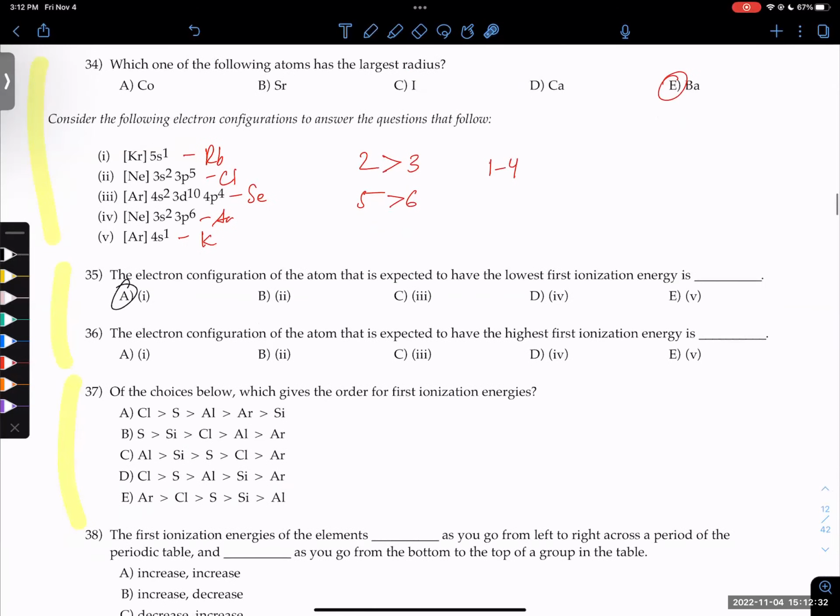Okay. The electron configuration of the atom that is expected to have the highest first ionization energy is what?